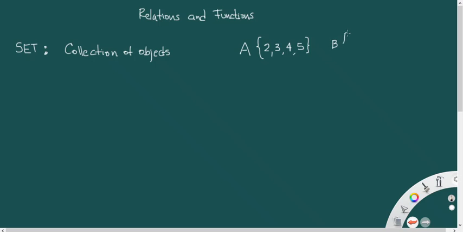Let's say, for example, that we have a set B, and for set B, we will have 4, 9, 16, and 25. Okay, so there are our two sets, set A and set B. And then, what's the relation between set A and set B?